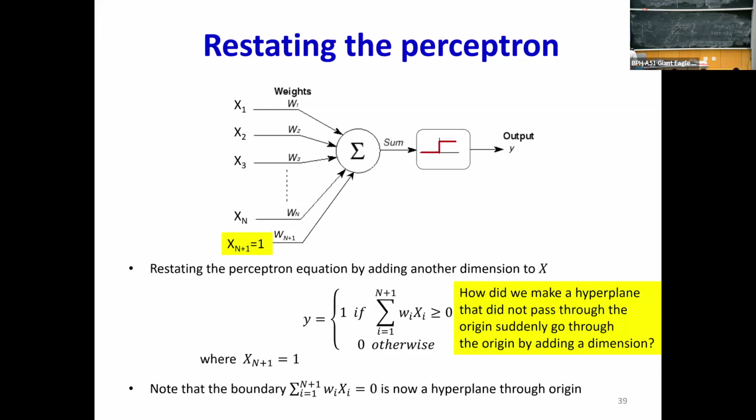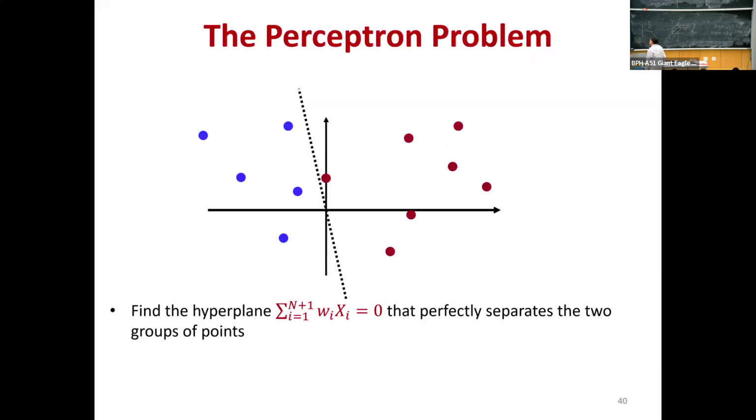Now, here's the thing. I'm going to speak of linear functions. We want to find a set of weights wi such that summation wi xi equals 0 represents the equation for a hyperplane that cleanly separates the positives from the negatives.